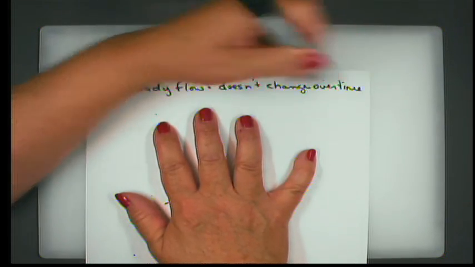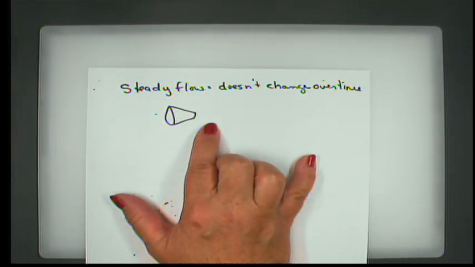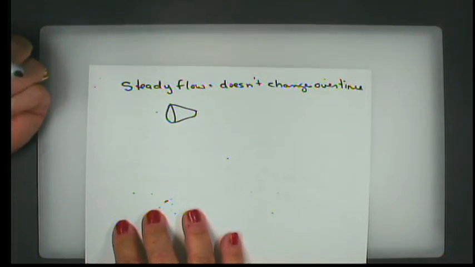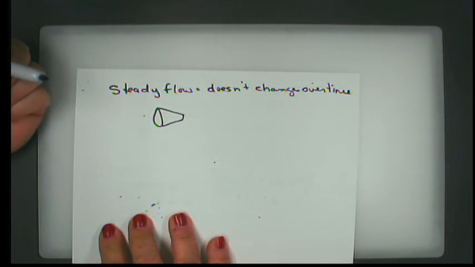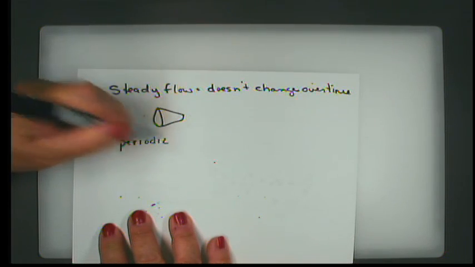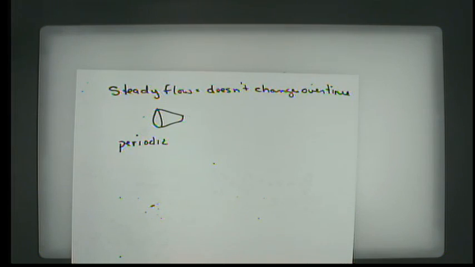So, once again, garden hose, water squirting out, same amount of water, steady flow. There are some examples of flow that is periodic. It may not be truly steady, but you can approximate it over some period of time as being steady.